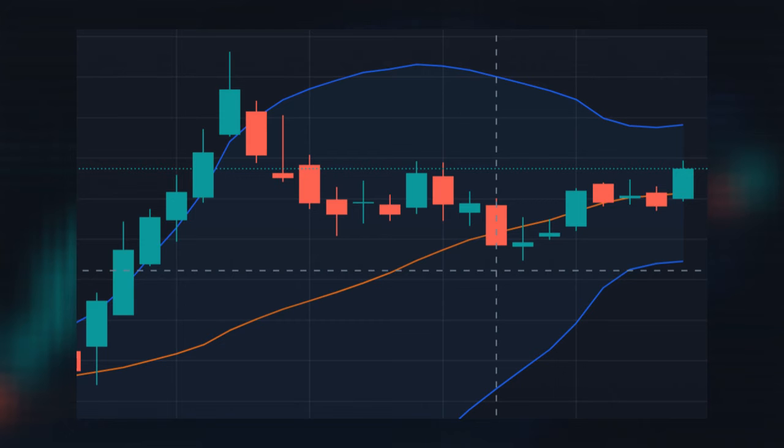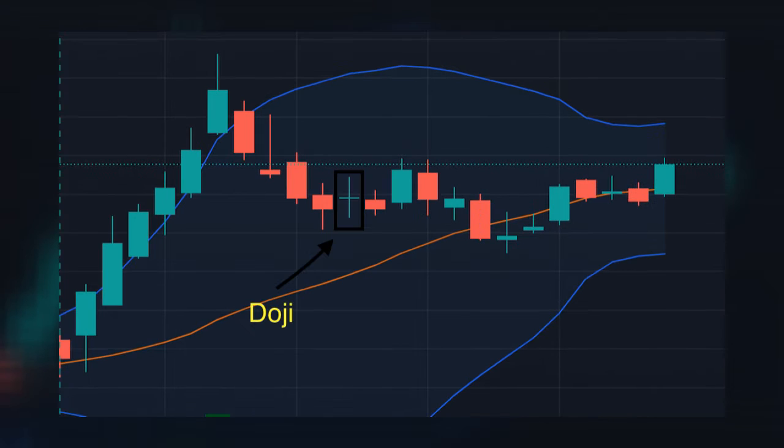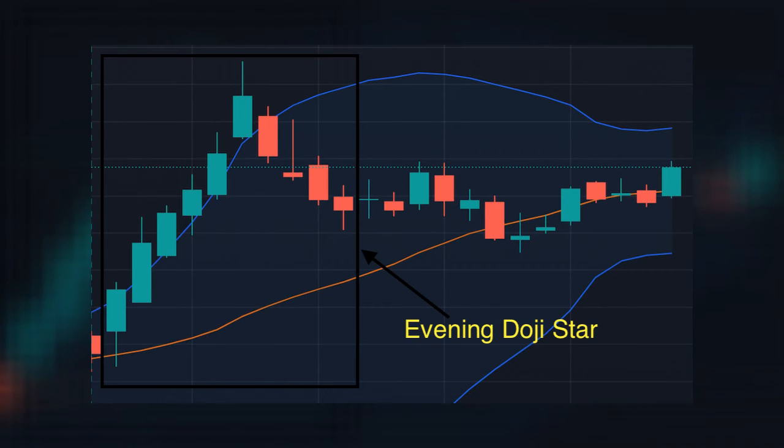There are also different types of candlesticks. One type of candlestick shown is a doji. The stock opened at a price, trading at both higher and lower prices, but closed at the price it opened at. One type of candlestick pattern shown is the evening doji star. The stock is climbing with green candlesticks, but then peaks and falls back down with red candlesticks.